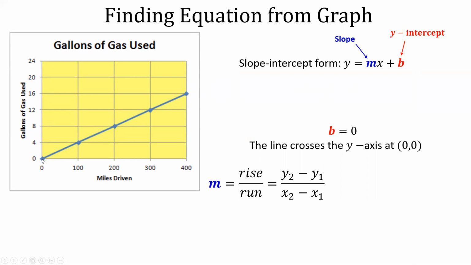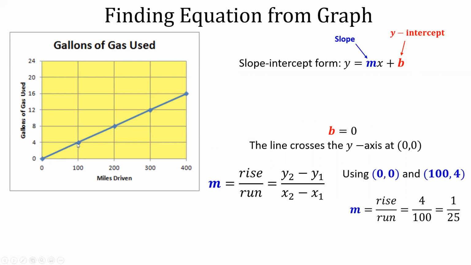I just ask myself, what is the rise? How much do I increase by going up or down? Well, I go up 4, and then I have to go right 100. Yes, I'm only going up 1, but remember our scale is going by 4s. And yes, I only went right 1, but our scale is going by 100s. So what I'm doing is I'm going up 4 and right 100. I can reduce that. I can divide both by 4, and I get 1 over 25. So for every gallon of gas I use, I can drive 25 miles.